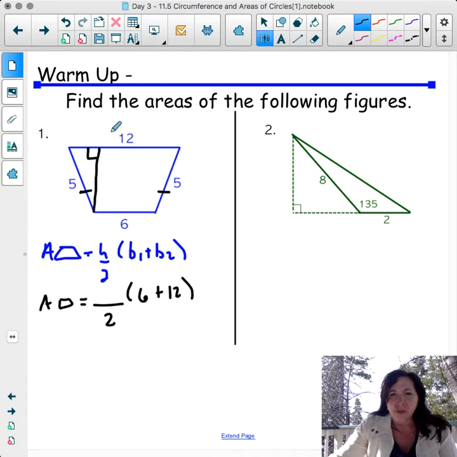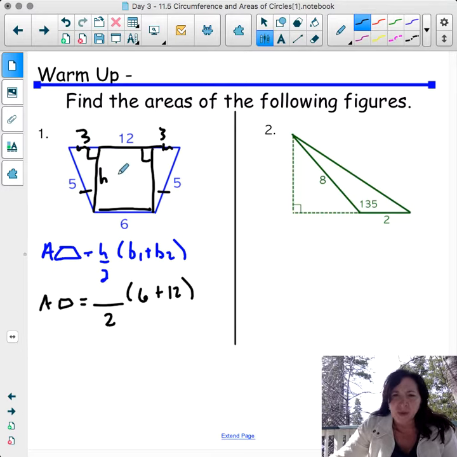Okay, so in order to find the height, we do know because it is isosceles that the distances here and here are going to be equal. So if this is 6 right here, this is also 6, which makes this 3 and that 3 to equal 6, which makes my height equal to 4. So it's going to be 4 divided by 2 times the sum of the bases. So that's 18.